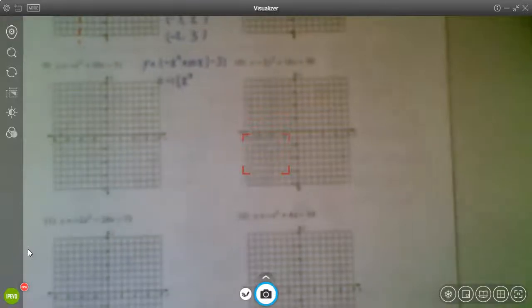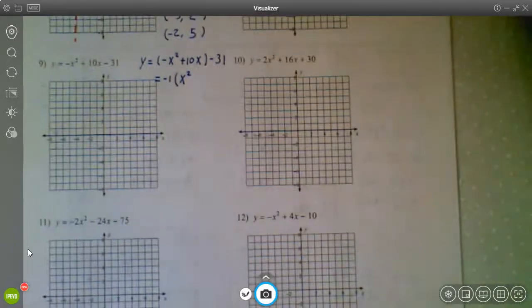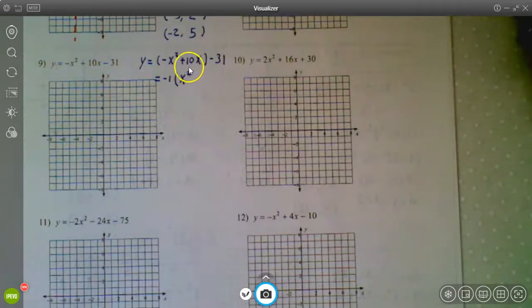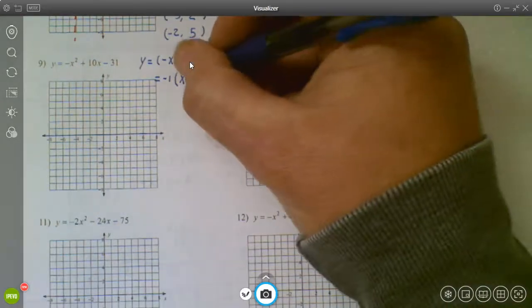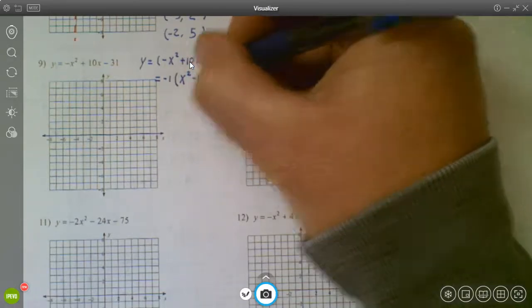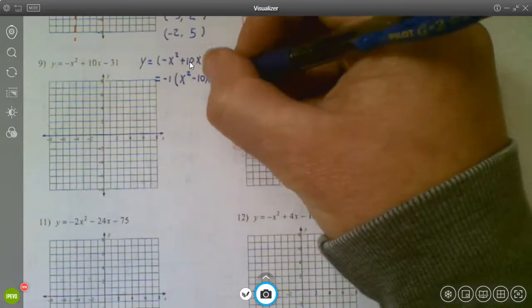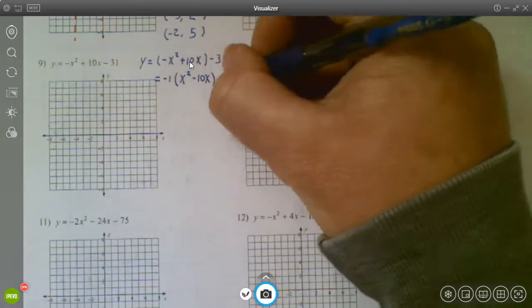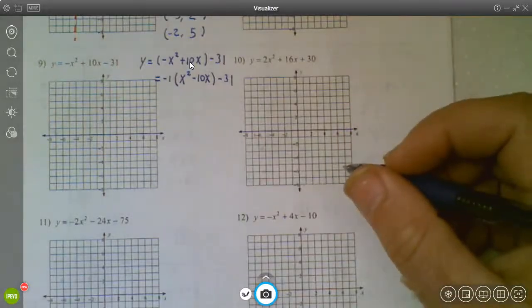Sorry, let me readjust here for a minute. There we go. All right, so we divided out the -1 from him, which made him positive. If I divide this by -1, it becomes a negative 10x. And now we have this look right here.